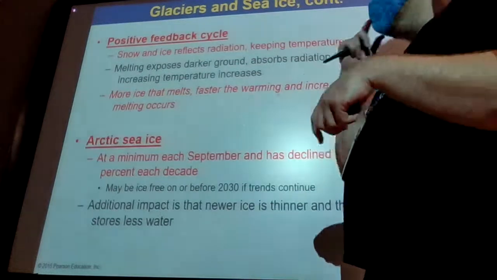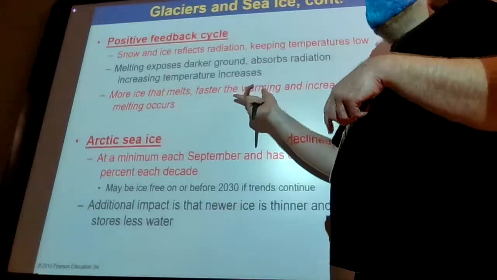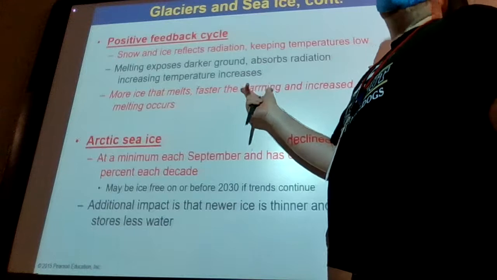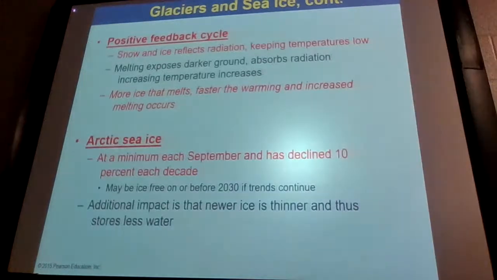Another thing that they haven't really mentioned, what we're finding now, there's a lot of methane trapped in ice. And the more ice melts, the more methane gets released, and that adds to greenhouse gases as well.